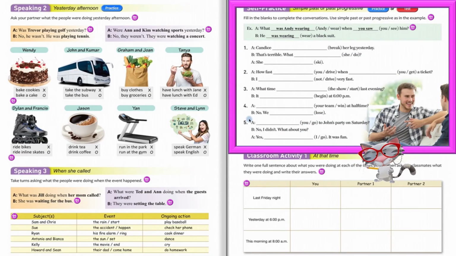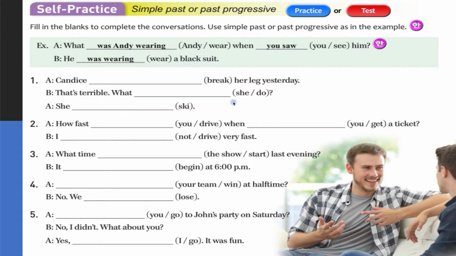So yes, that was the speaking exercises. Self-practice is self-practice here. You have to fill in the blanks, complete the conversation with simple past or past progressive. So here you can see, what was Andy wearing when you saw him? Yes, so that's the question, and he was wearing, you can see here, the past progressive. So you want to fill in the gaps, and then check your answers at the back of the book or on the website.